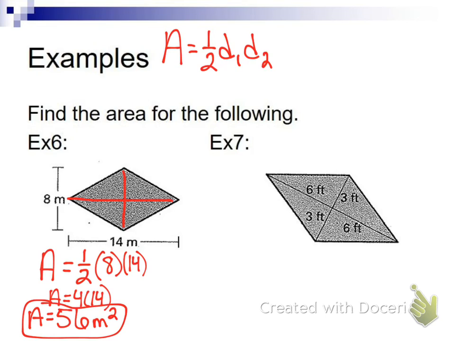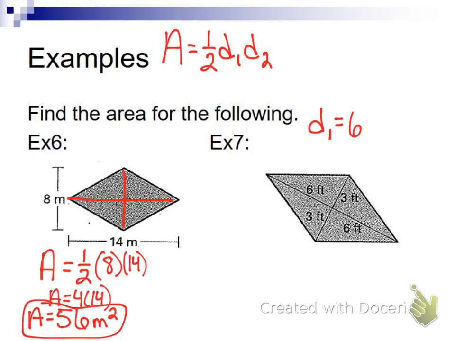Now, on number 7, it's set up a little bit differently. They gave us the pieces of our diagonals. So before we get started, I want to know what you think D1 should equal.